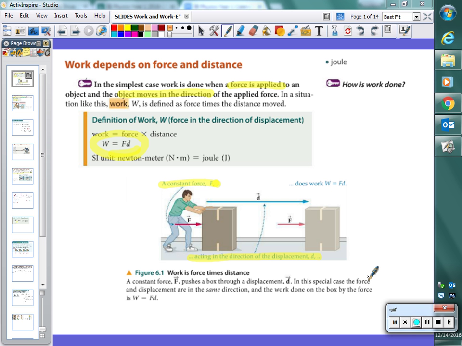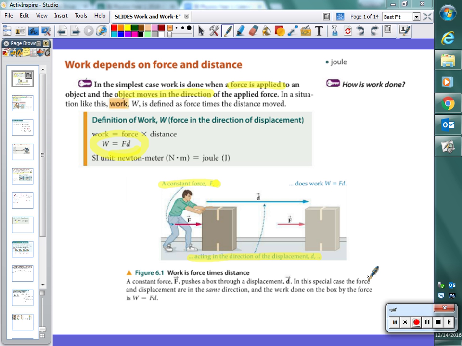So, yesterday, we introduced the concept of work. In order for there to be work done in a system, two things have to happen. One, there has to be a force applied to that system. And two, there has to be some motion involved with it. That leads us to our definition of work, calculating work as the product of force and distance.